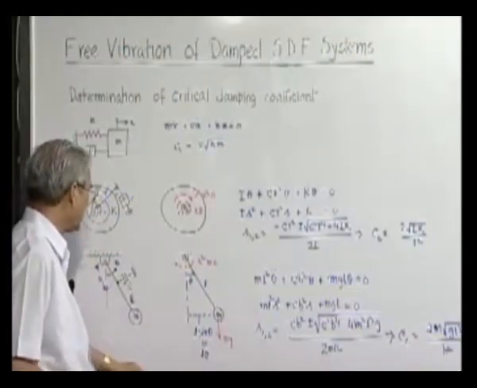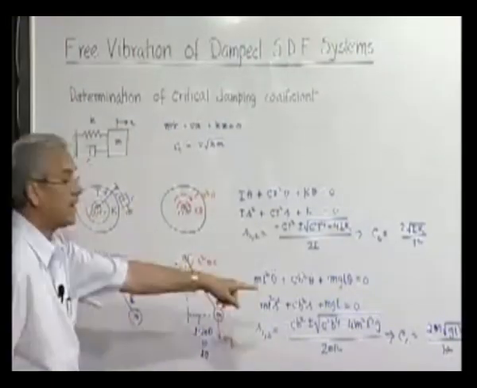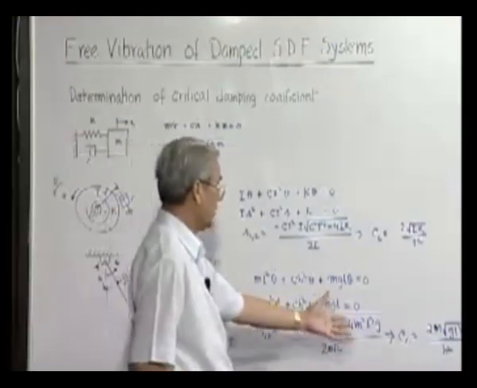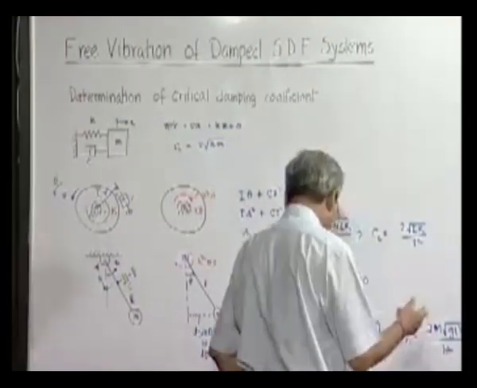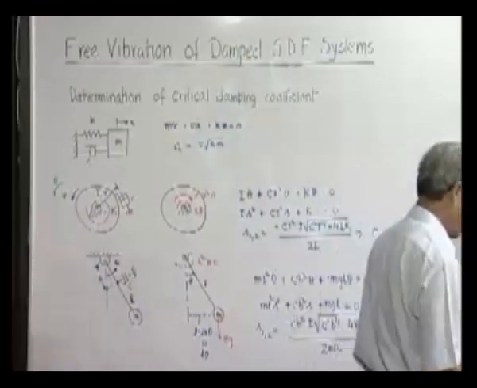So, these are the simple cases where the critical damping coefficient expression will depend on the system. So, we will take up now a proper example to solve.